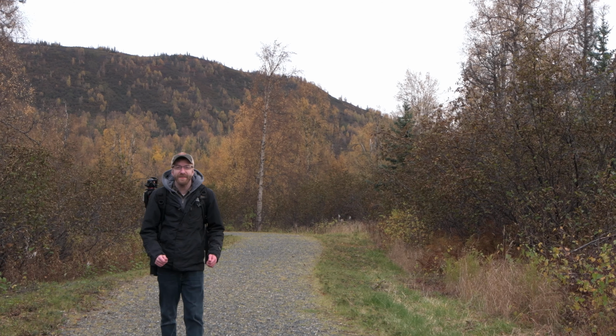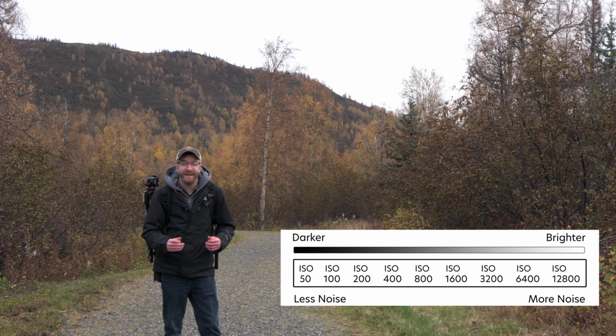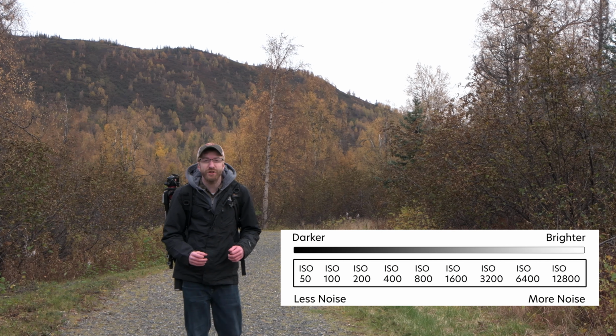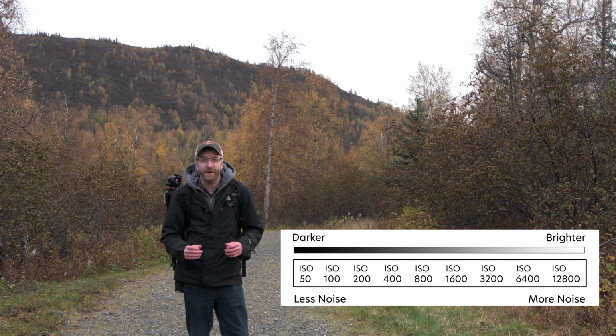ISO is a camera setting that is used to brighten or darken an exposure. ISO is measured by numerical values, usually from about 100 to 12,800. Now the lowest ISO the camera can do is called a base ISO, and this in most digital cameras is around 100. And then as you raise the ISO up from 100, it will brighten the exposure.